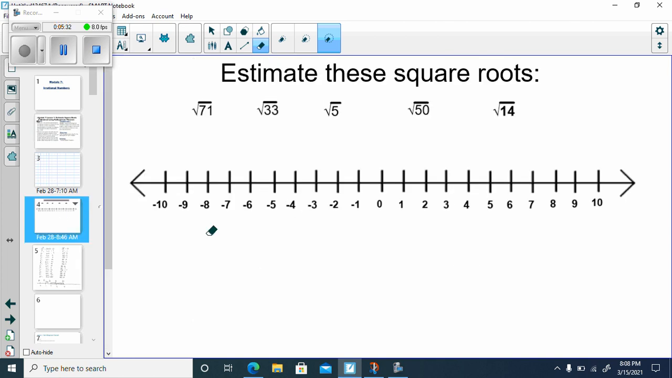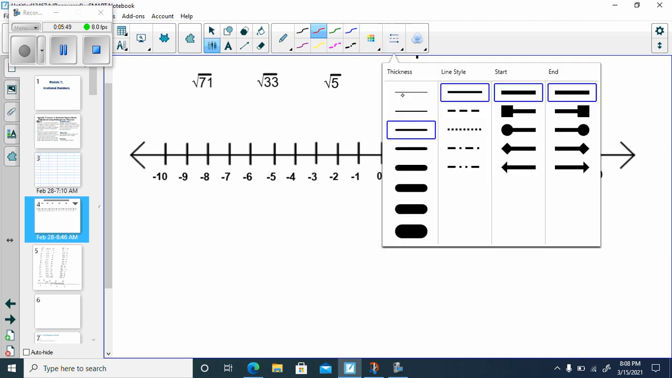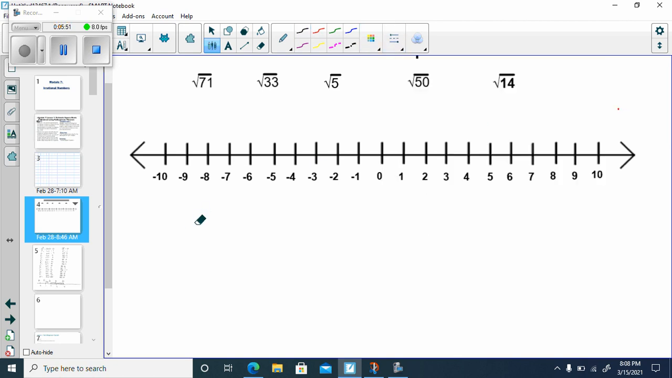So let's start out by finding the estimate. Let's figure out where we would put these square roots on this number line. If I have the square root of 71, let's figure out where it might be on a number line. Well, what we need to do is figure out what two perfect squares it is between, because it's not a perfect square.